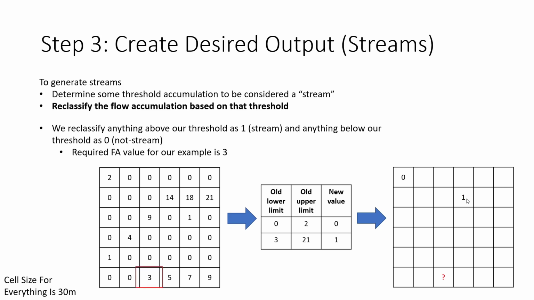Let's do one more example. What about a value of 3? So this sits exactly on the line. Our threshold was 3, and this has a value of 3. So what are we going to get when we do that?